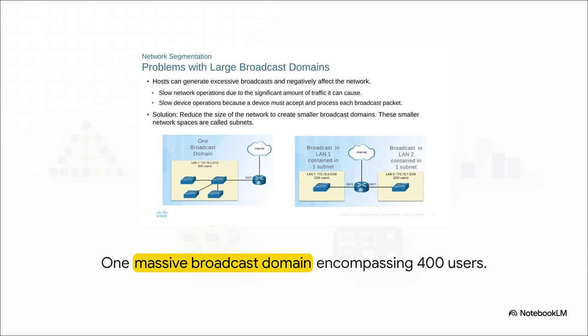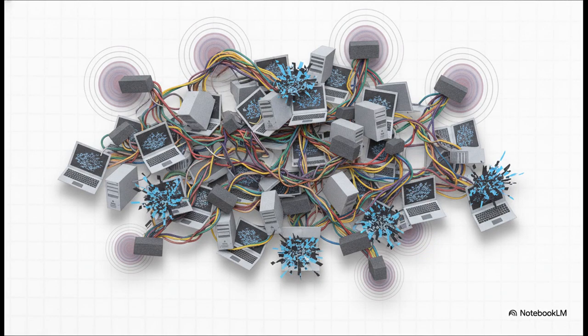That means every single host is generating unchecked broadcasts across the entire space. Every single time a device shouts out to find a service, request an IP address, or resolve a local name, that message floods out to all 399 other devices. There are absolutely no stop signs and no boundaries. As you can guess, the negative effects here cascade quickly.